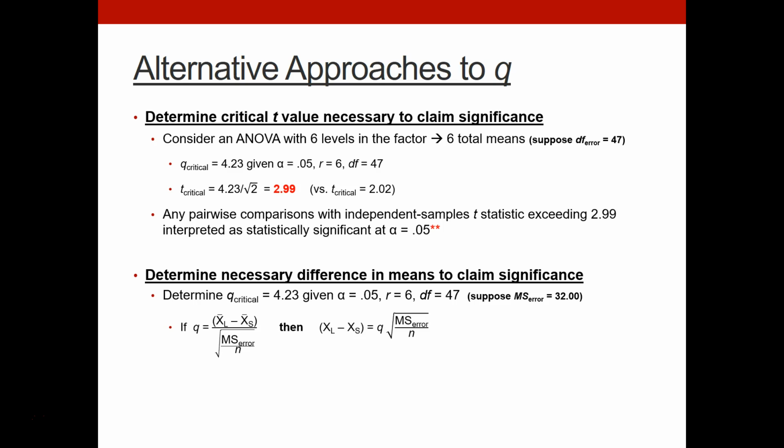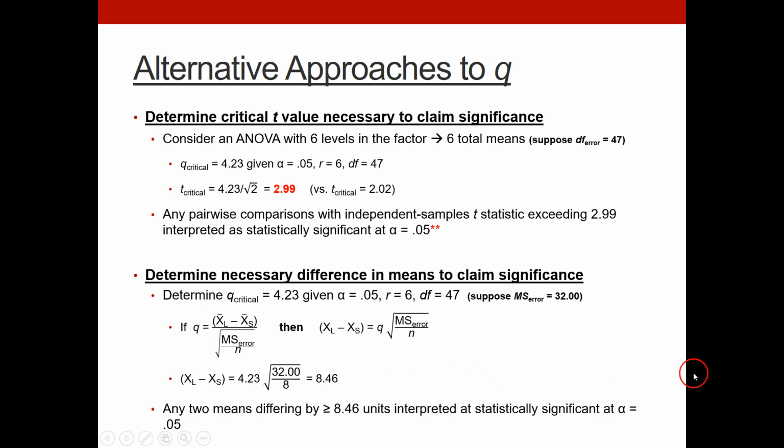Okay, if this is our formula for our Q statistic, mean 1 minus mean 2 over the square root of mean squared error over n, we can readjust this equation. We can refigure it to solve for the difference in means between the largest and the smallest. So we've got a difference score equal to Q times the square root of the mean squared error over n. So if we plug this in, we're looking at a mean difference equal to 4.23, our critical Q value, times the square root of 32, our mean squared error, divided by 8, the number of people in each cell, equals 8.46.